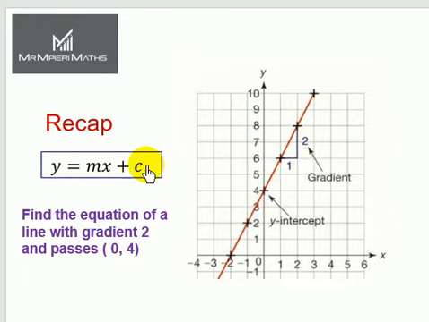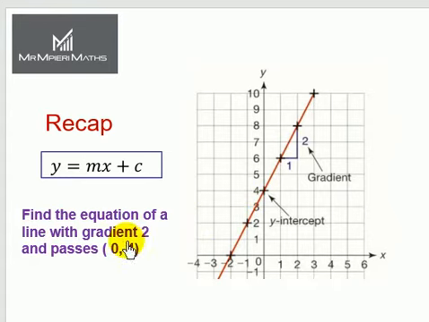And c is what we call the y-intercept, where the line passes through the y-axis. So if you look at this line here, c is 4, because that's where the line passes through the y-axis. The interesting thing here is that x is always 0. If x is always 0, then it has to pass through the y-axis, and you find the coordinate there is 4.